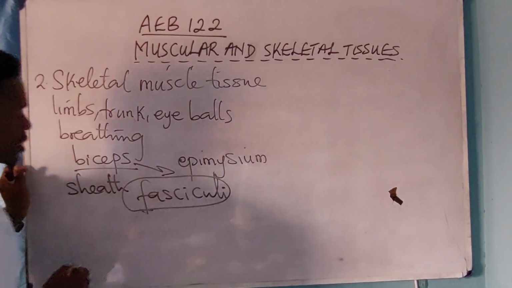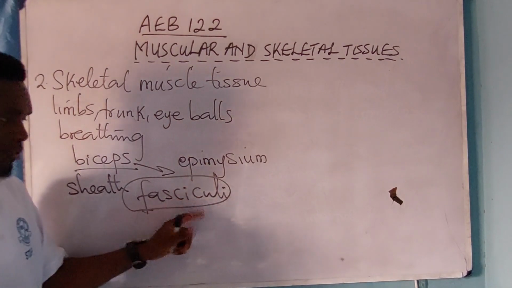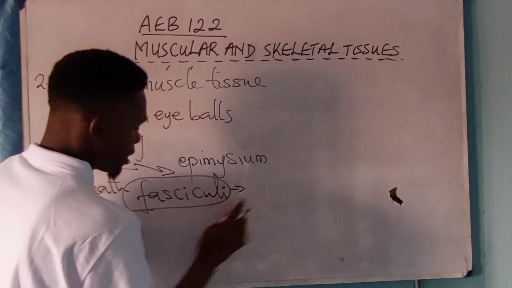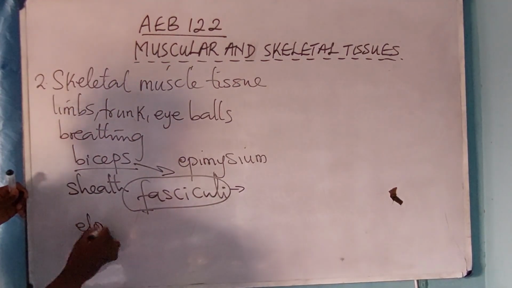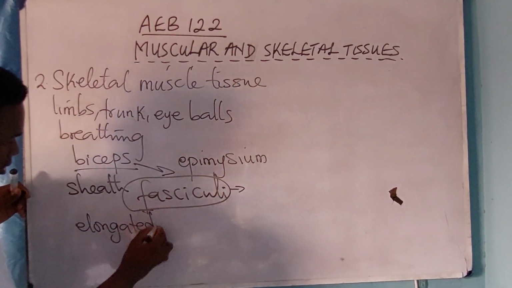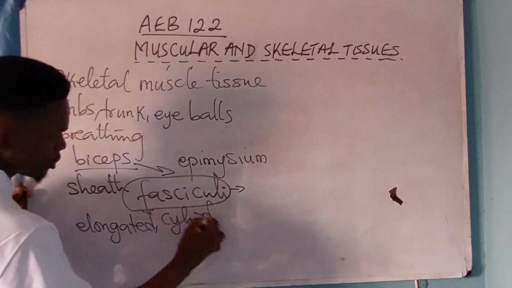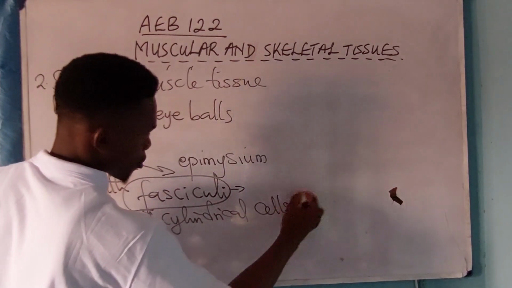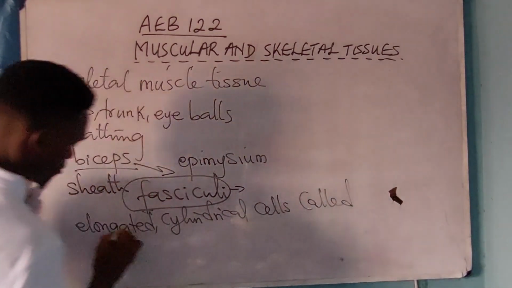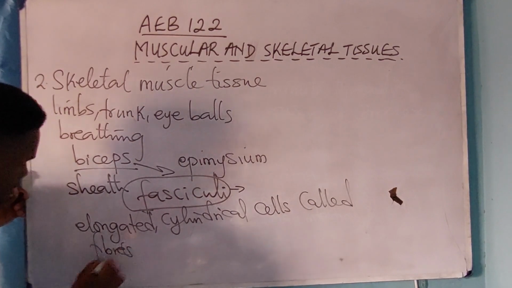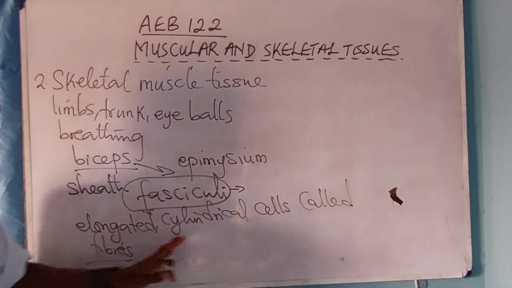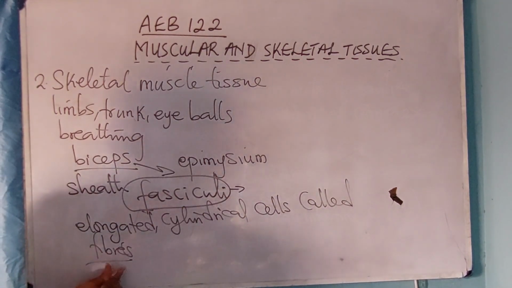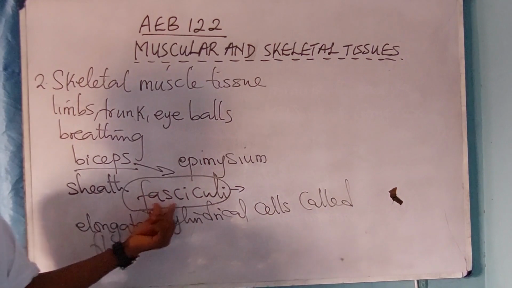Alright, when the sheath folds inward, it forms what? A fasciculi. Now, this fasciculi is made up of what? Elongated cylindrical cells called what? Fibers. Please, the elongated cylindrical cells that the fasciculi are made up of is called what? Fibers. And the fibers in the fasciculi are what?